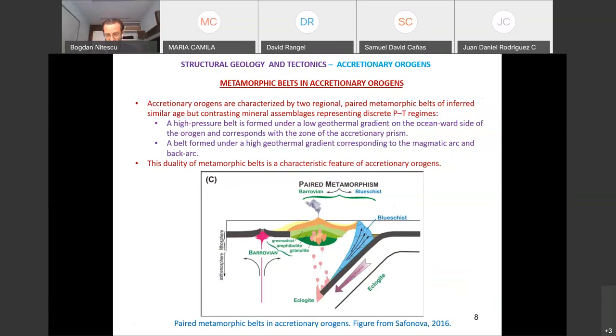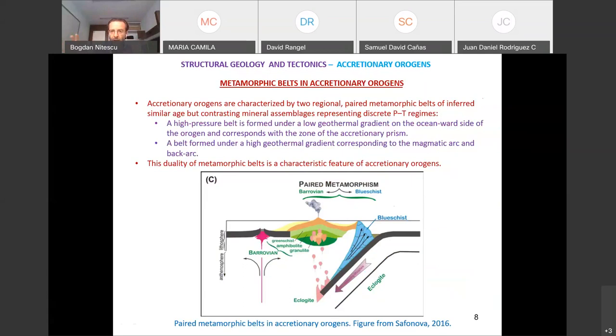So from pre-existing minerals. The idea is that accretionary orogens have this characteristic feature of a high pressure belt corresponding to the accretionary prism, and then the belt of regional metamorphism. You have a higher thermal gradient, and you get all these different mineral assemblages depending on how intense the metamorphism was.